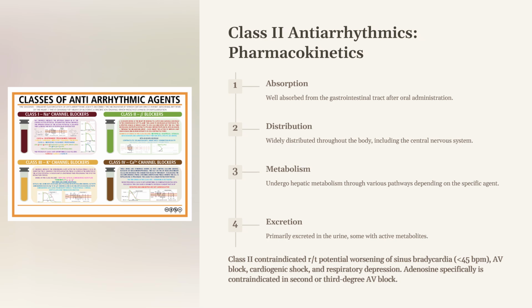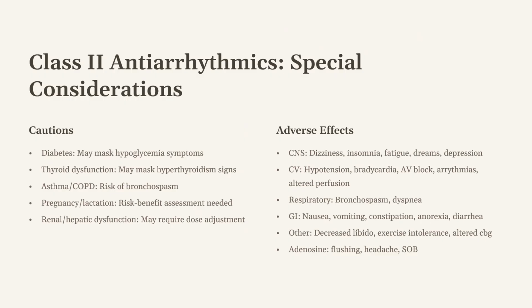The class 2 are contraindicated in severe bradycardia. So beta blockers, I said beta blockers, and what other drug do we have to measure apical heart rate? Very good, digoxin. Also AV block, cardiogenic shock, respiratory depression. Because we're slowing it down, and we're decreasing the output.